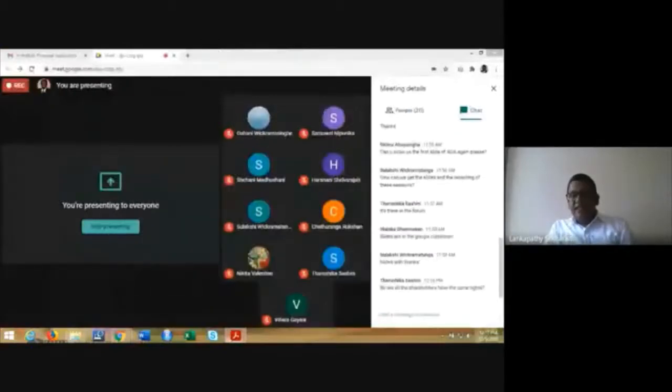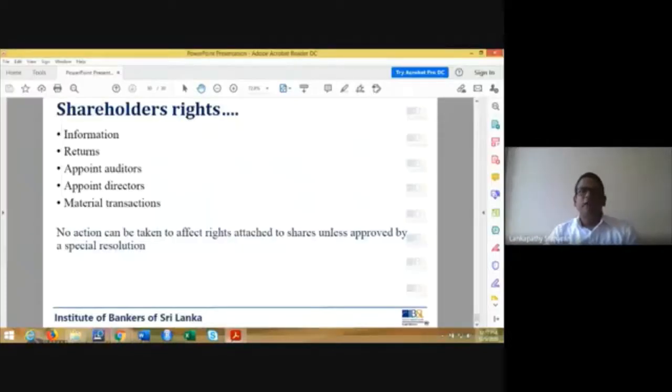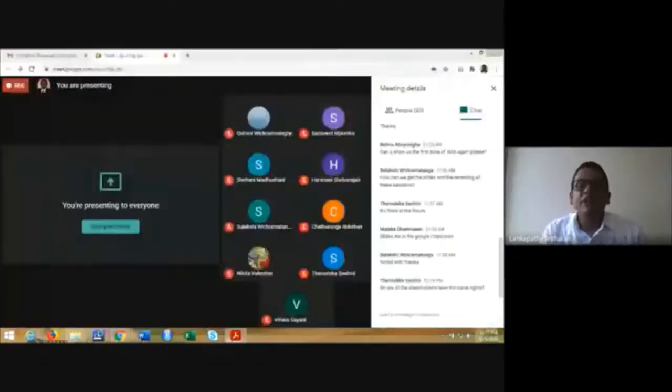Here there's a question: Sir, do all shareholders have the same rights? Of course, the general answer is no, because there are different shareholder types: voting shareholders, non-voting shareholders, preferential shareholders, and different types of shareholders. Between the different types of shareholders, they have different rights.